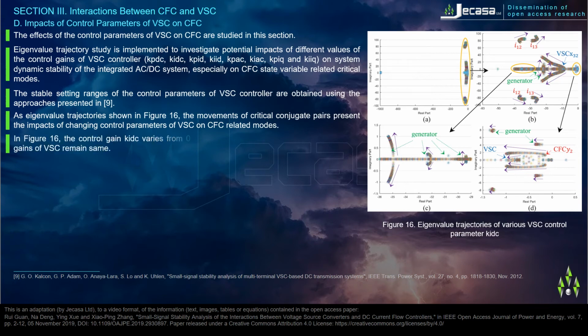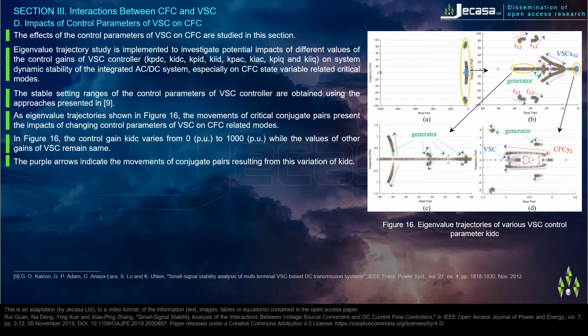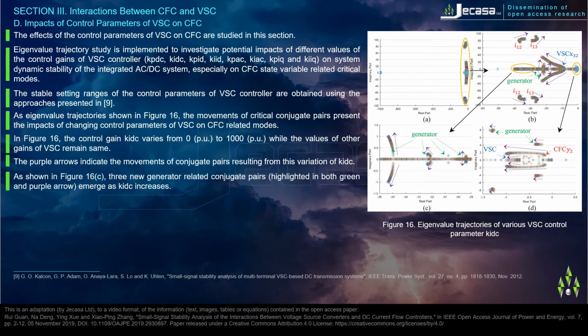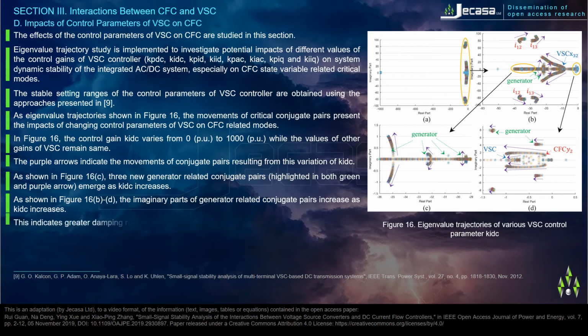In Figure 16, the control gain KIDC varies from 0 pu to 1000 pu, while the values of other gains of VSC remain the same. The purple arrows indicate the movements of conjugate pairs resulting from this variation of KIDC. As shown in Figure 16c, 3 new generator-related conjugate pairs, highlighted in both green and purple arrow, emerge as KIDC increases. As shown in Figure 16b and d, the imaginary parts of generator-related conjugate pairs increase as KIDC increases. This indicates greater damping ratios of corresponding generator-related states.